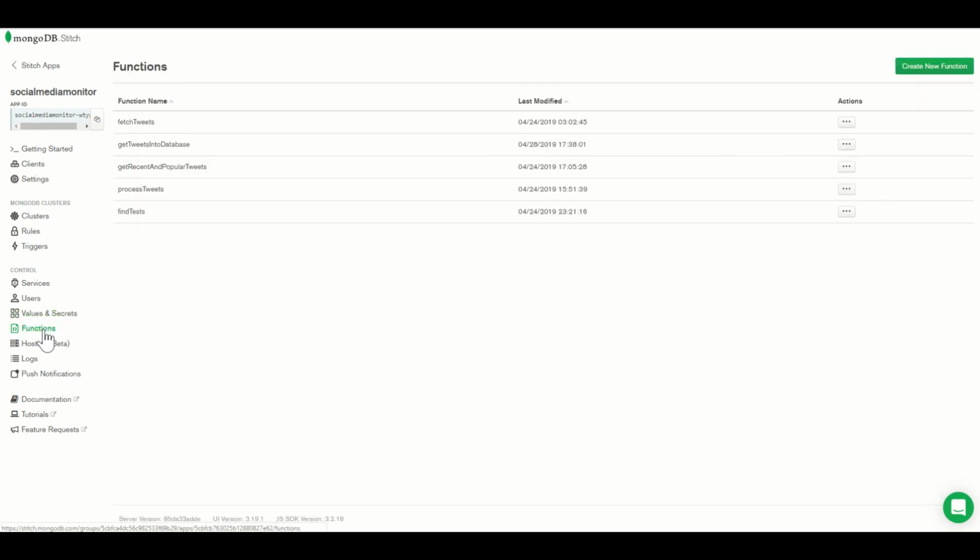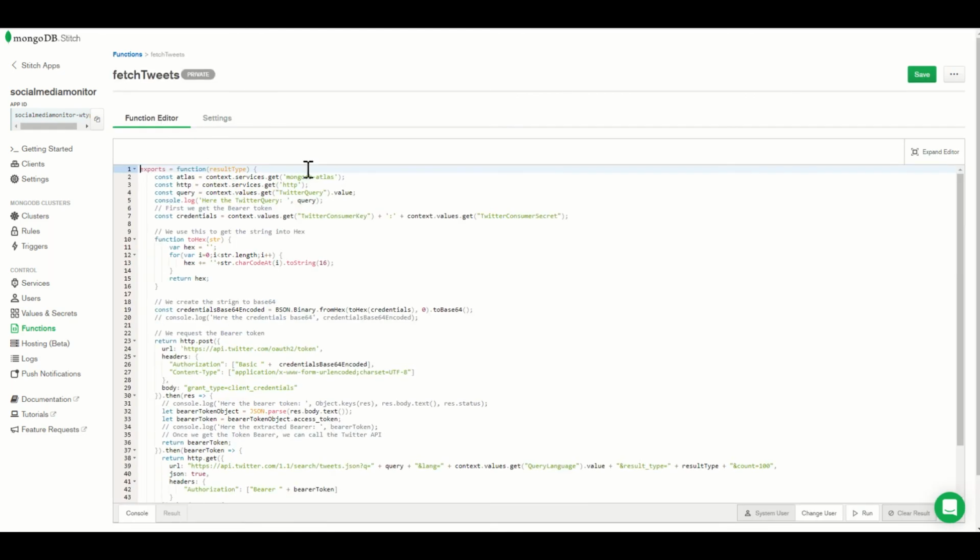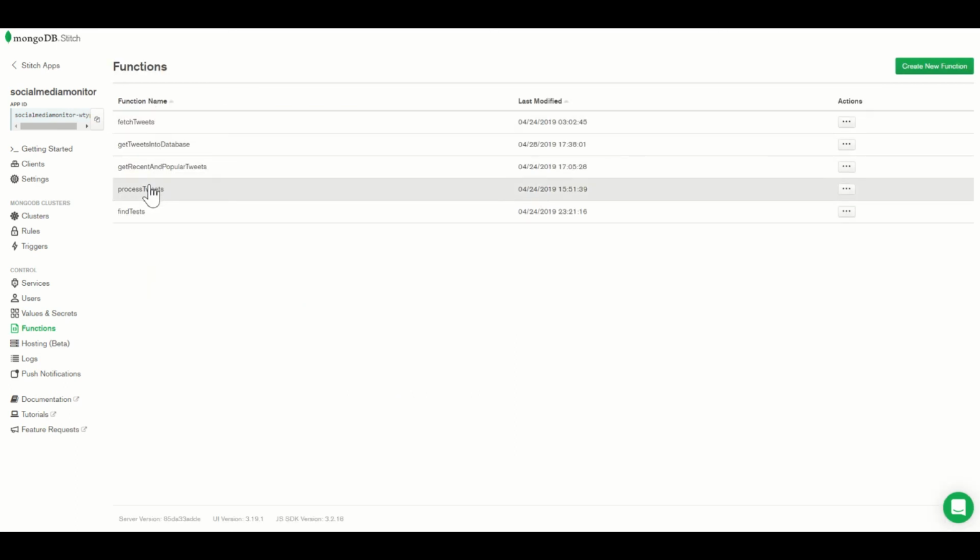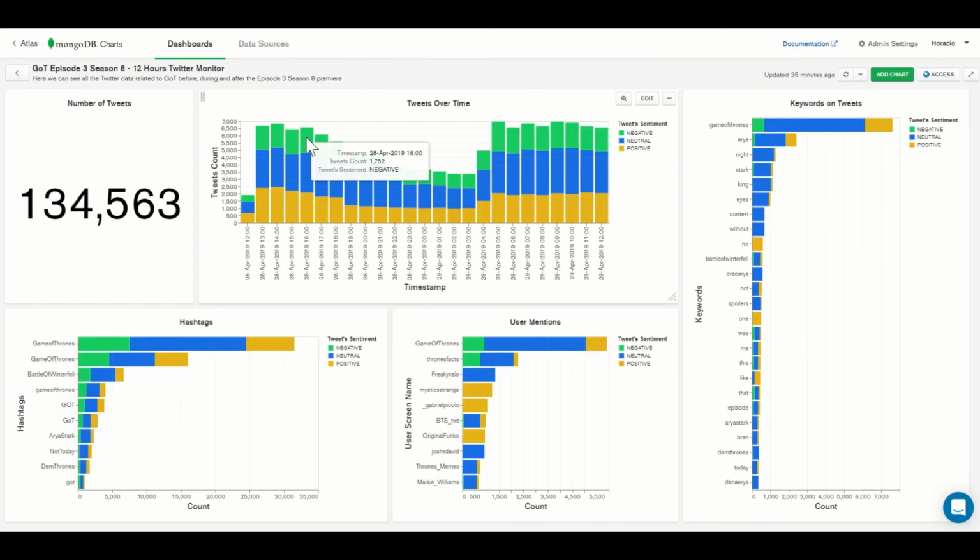The functions that I have and I'm really proud of is fetch tweets, because I implemented OAuth for Twitter. We process the tweets, and I made some tests just to make these things work. And I find it really powerful, I really like it.